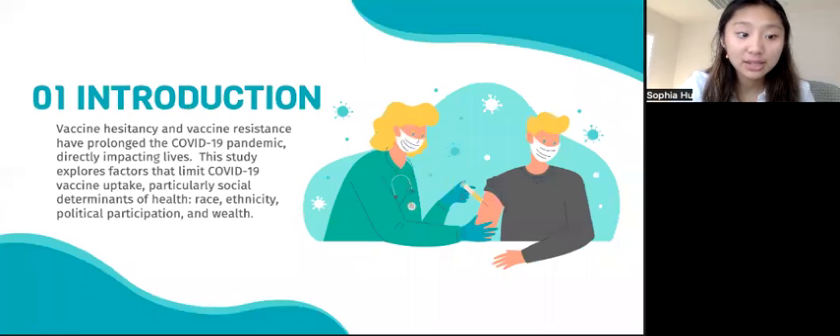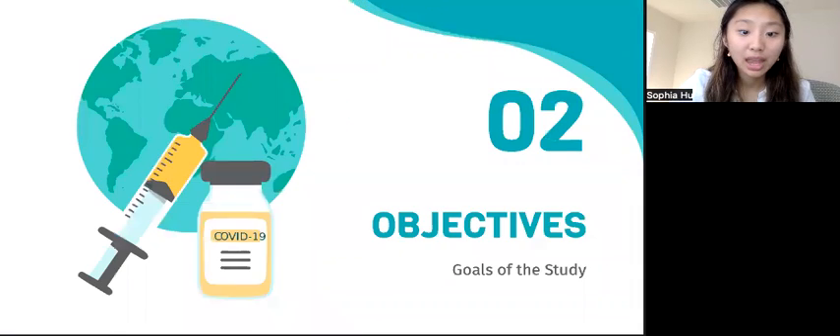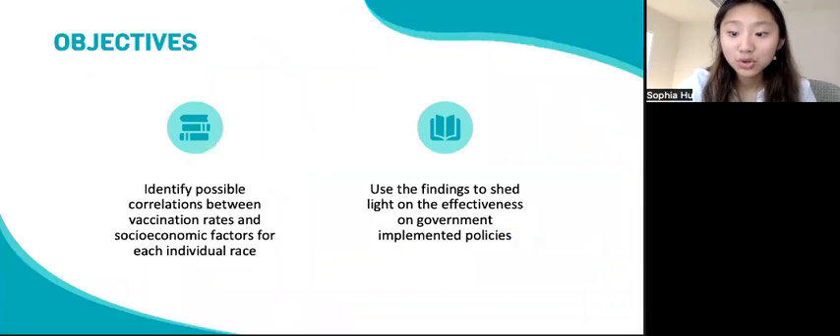Vaccine hesitancy and vaccine resistance have long prolonged the COVID-19 pandemic, directly impacting many lives. This study aims to explore factors that limit COVID-19 vaccine uptake, particularly social determinants of health, race, ethnicity, political participation, and wealth. By exploring the potential socioeconomic factors that correlate with being fully vaccinated, the goal of this project is to identify possible discrepancies between the trends of vaccination rates against the explored socioeconomic factors for one race versus the trends for another race.